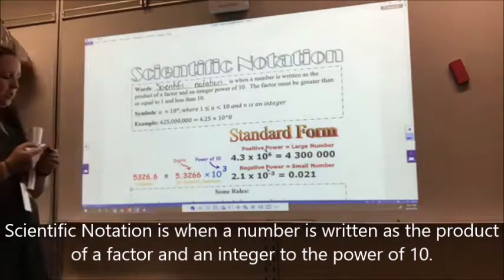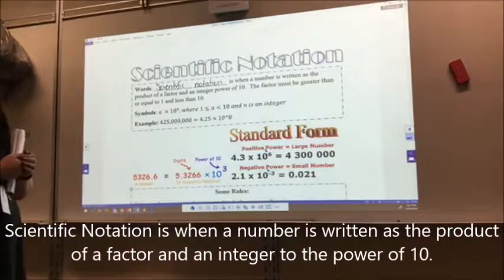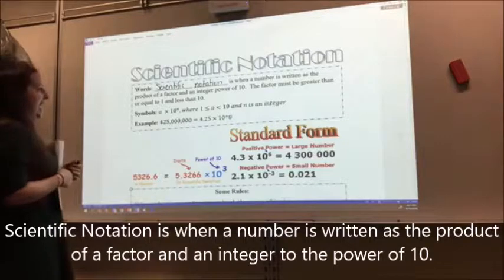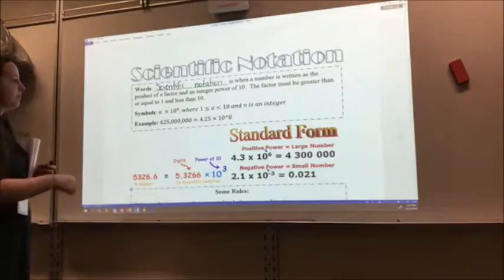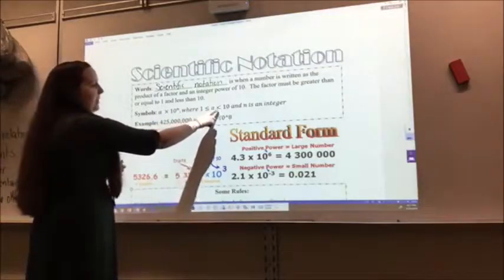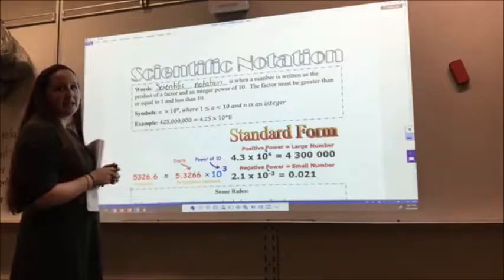So scientific notation is when a number is written as a product of a factor and an integer to the power of 10. A couple of symbols we can look at: a times 10 to the n, where 1 is less than or equal to a, but less than 10, and n is an integer.